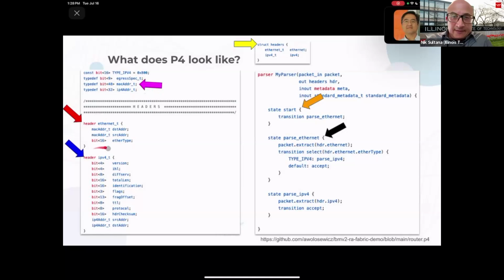This is fairly intuitive. And then if we look by the blue arrow, we can see the header for IPv4 being defined, albeit without options, right? It's possible to also include the options. And the same process is followed. So basically we have the width of the field and the name and so on and so forth. So now if we go by the yellow arrow at the top of the screen, we're going to define our header stack. Our header stack is going to instantiate each of the protocols once in this case, right? So we have Ethernet, which instantiates the Ethernet header, and IPv4, which instantiates the IPv4 header.